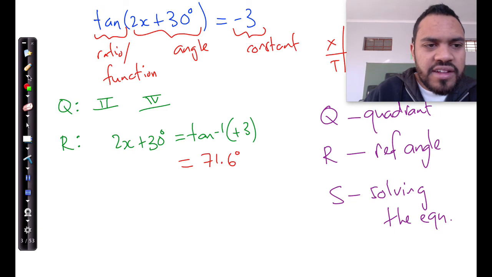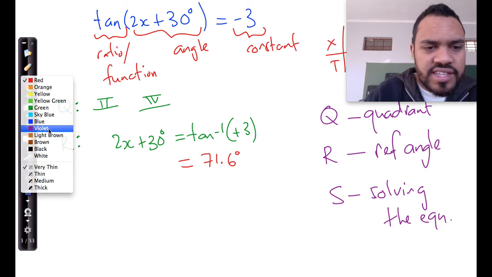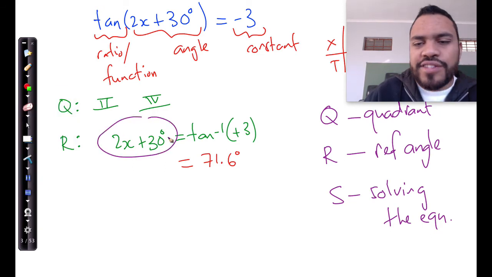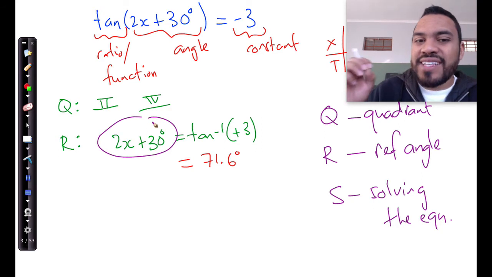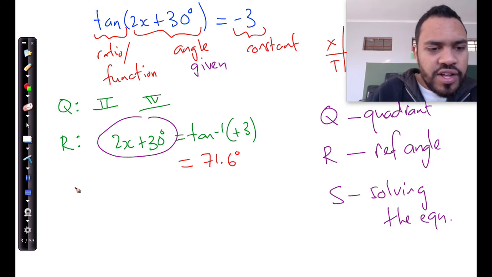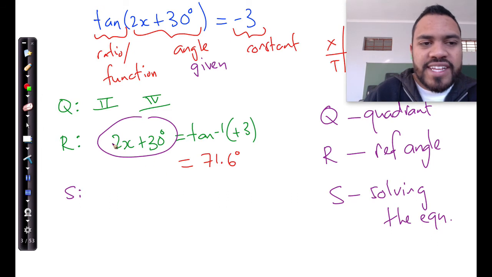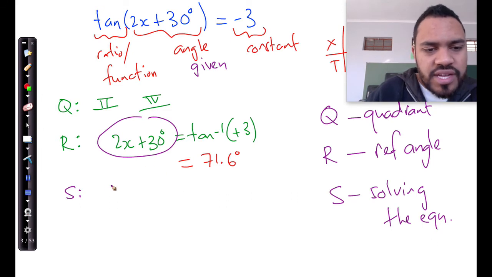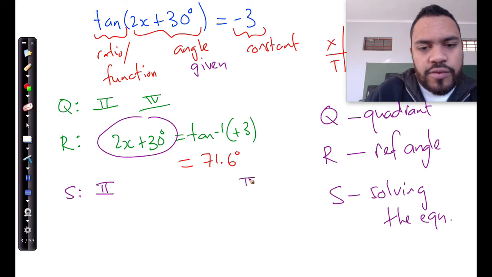Now, a common error that many students make is they go further and solve for x here. Do not solve for x here. Use the angle as 2x plus 30, the given angle. Okay, and now we use S, to solve. So let's do the third step. When we solve, we identify the quadrants, and remember we're going to be working in the second quadrant, and in the fourth quadrant.